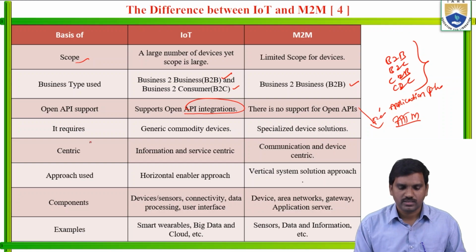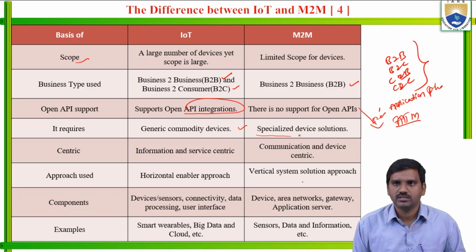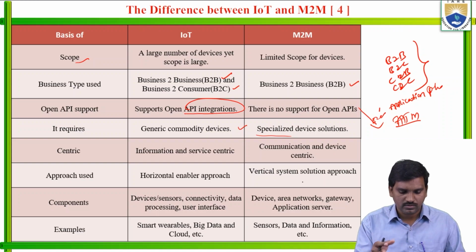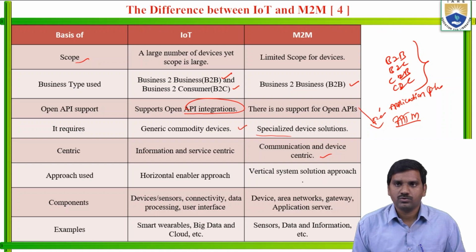Next, it requires generic commodity devices, compulsorily things. Devices means things, IoT things. For machine to machine, specialized device solutions: compulsorily defined devices only can be used in machine to machine communication. In IoT, generic commodity devices. Next, centric. In terms of centric, IoT is information and service centric, while machine to machine is communication device centric. Next, which type of approach is used? Horizontal enabler approach for IoT, and vertical system solution approach for machine to machine.